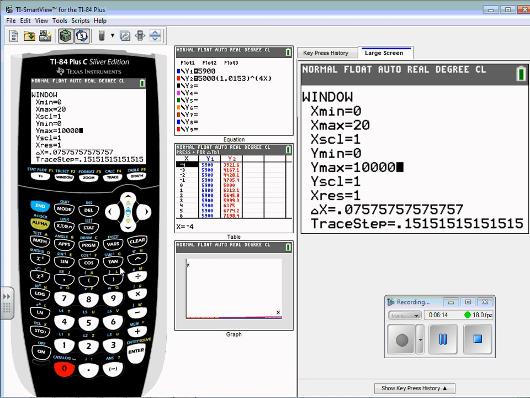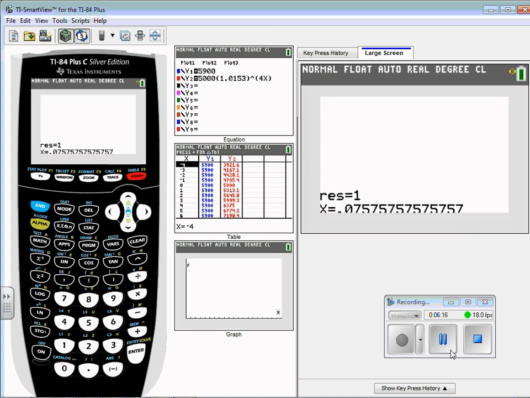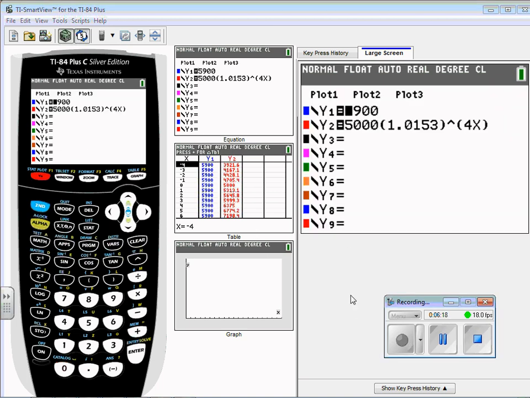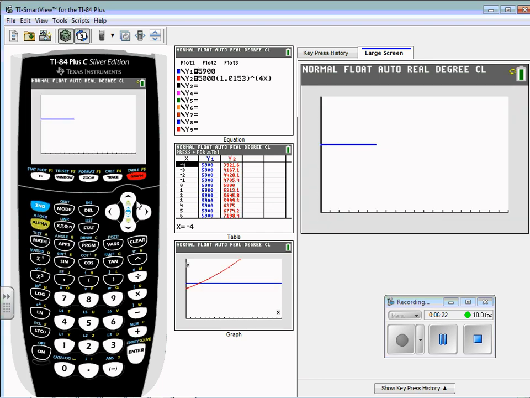And when we graph, sorry about that, I hit the wrong button there. So when we graph that, what we see happening is there's Y1, the left-hand side is just Y equals 5,900, and there's my 5,000 times 1.0153 to the power of 4x. Doesn't look like it's growing very quickly, but remember that Christina's not doing anything here. That money's just sitting in a bank account.